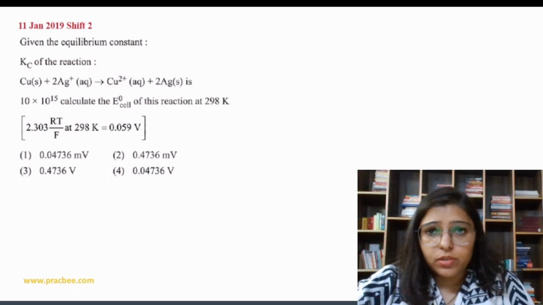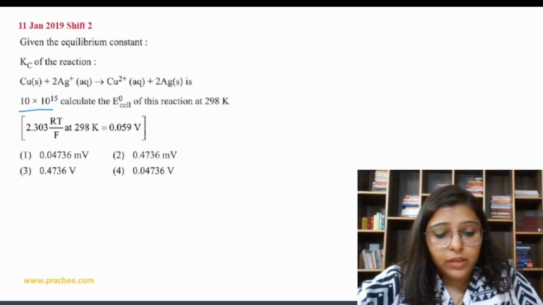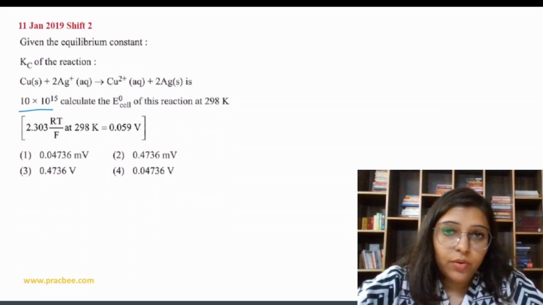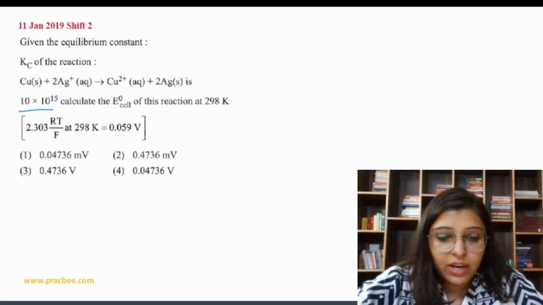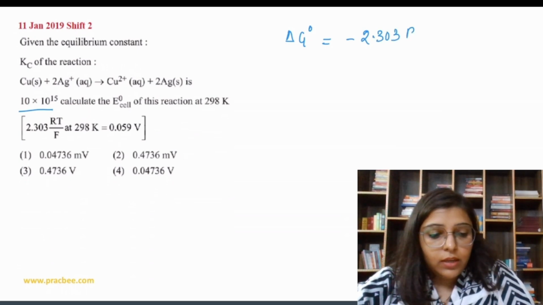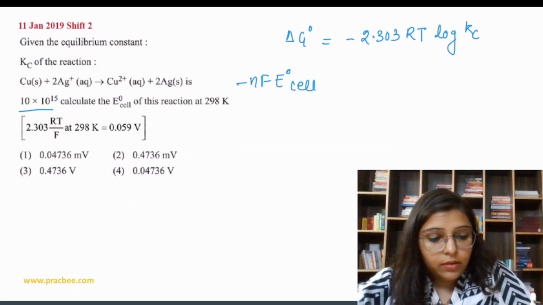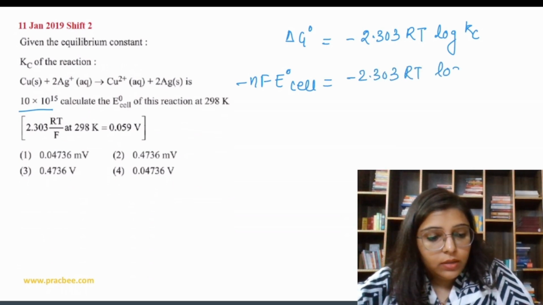Given the equilibrium constant is equal to 10 into 10 to the power 15, calculate the E naught cell of this reaction. So we have to calculate E naught cell. How to calculate? Delta G naught is equal to minus 2.303 RT log Kc, and in place of delta G naught I can put minus nF E naught cell, which is minus 2.303 RT log Kc.